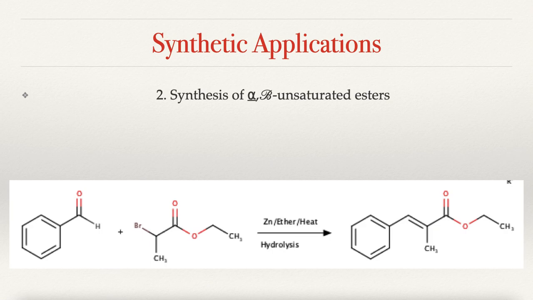The second synthetic application is the synthesis of various alpha beta unsaturated esters. Benzaldehyde on treatment with the alpha bromoester in presence of zinc in ether, followed by hydrolysis, gives this alpha beta unsaturated ester.